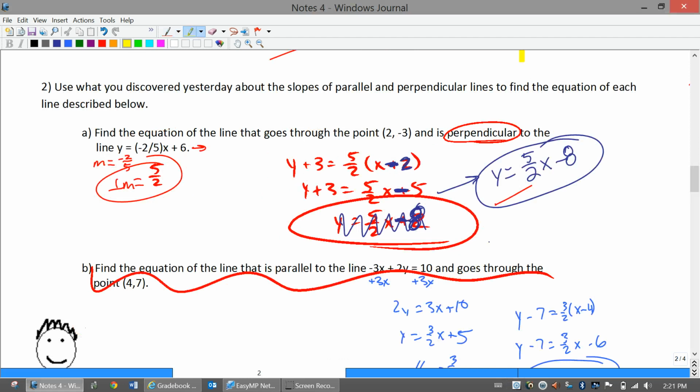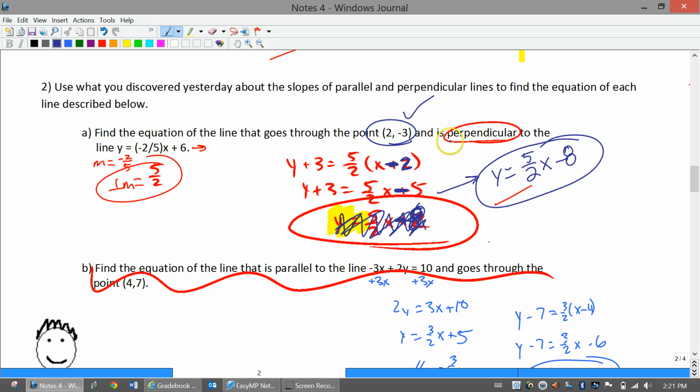Okay, guys, as promised, I'm going to give you an explanation for these down here. First, in this situation, you find the equation of a line that goes through the point (2, -3) and is perpendicular to that line. Again, you need two things to write the equation of a line: you need a point and a slope. We're given this point, check. We are not given the slope directly, so we need to find the slope.